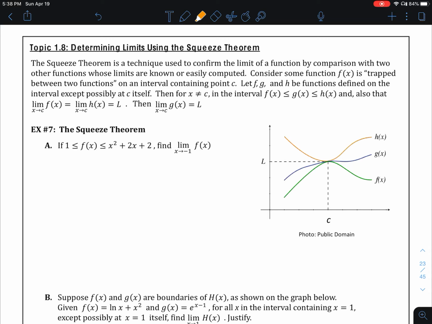It's a technique used to confirm the limit of a function by comparison with two other functions that we already know or that the limit's pretty easy to take. So if you consider the idea that there's a function trapped between two functions on an interval, and you know the limit of the one lower and the one above, and it turns out they're all equal, then we can say the function in between is equal.